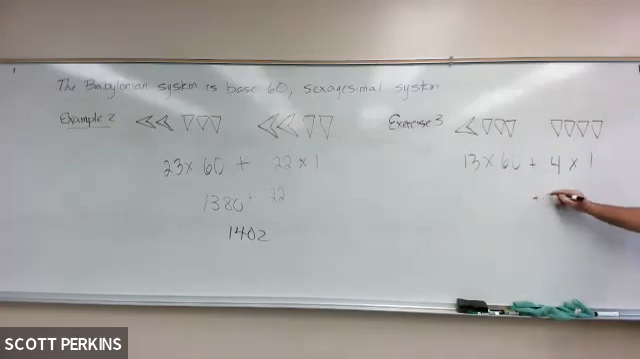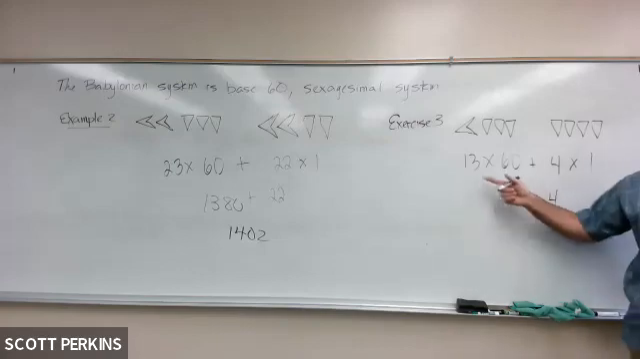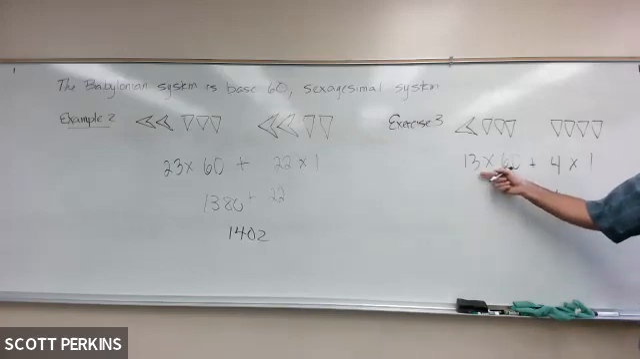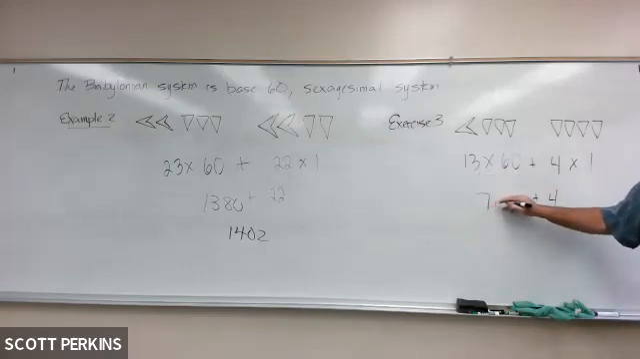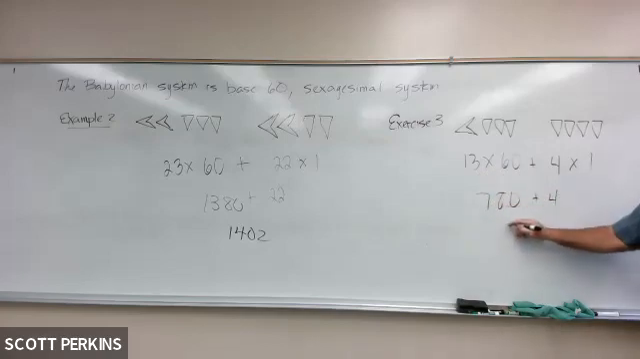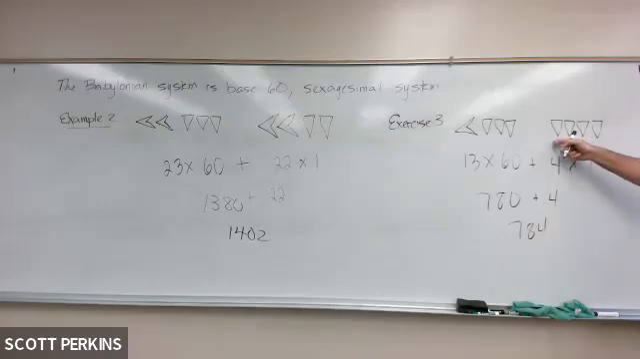So again, we could use our calculator. 13 times 60. What's 13 times 60? 780? 780 plus 4 is 784. That's how we would represent that number. This is how the Babylonians would represent the number.